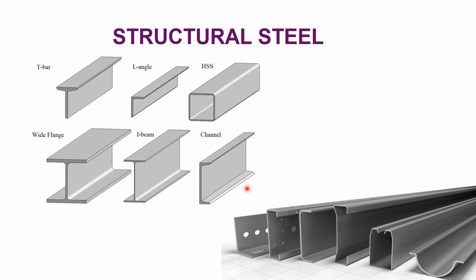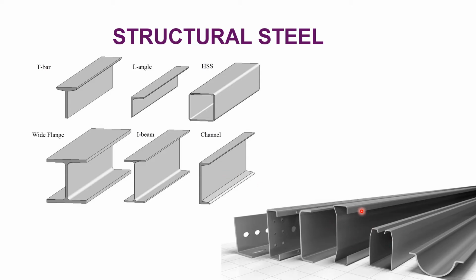Now structural steel. For the design of steel structure members, we use different types of steel sections. Structural steel includes the T-bar or T-shape, L-angle, hollow structural steel section, wide flange or W section, I-beam, and channel section. And here is a cold form section.